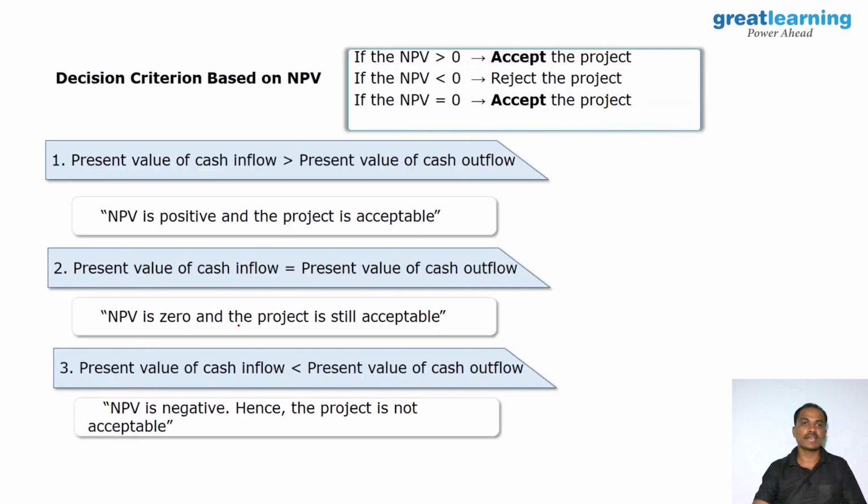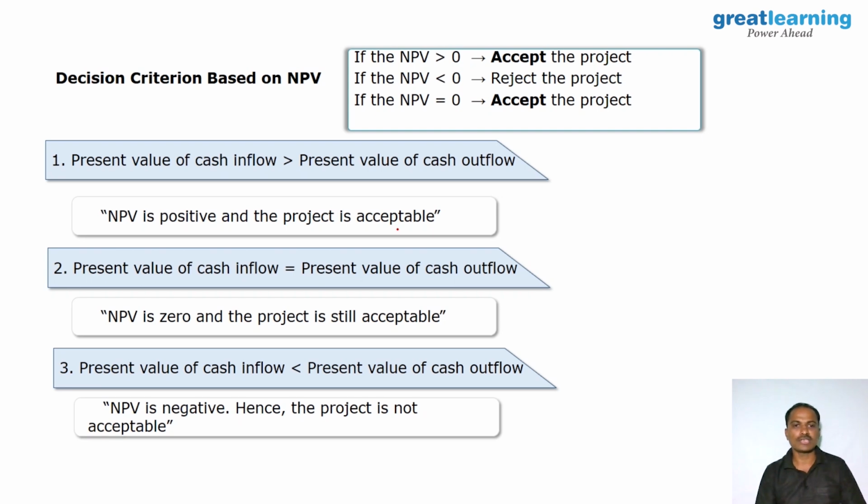There is a decision criterion based on NPV for deciding projects. If NPV is greater than 0, accept the project. If the NPV is less than 0, reject the project. If the NPV is equal to 0, accept the project. When the present value of cash inflow is greater than the present value of cash outflow, NPV is positive and hence the project is acceptable.